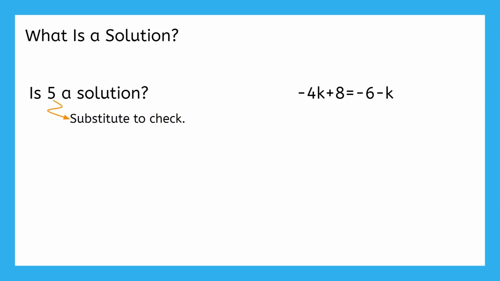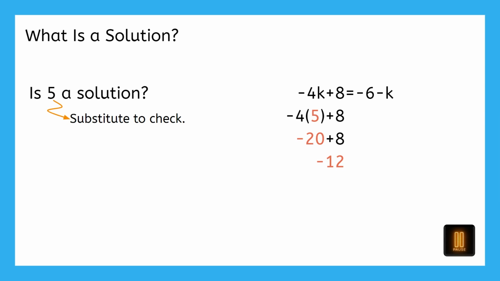Let's start on the left side. I'm going to substitute 5 for k. So I wind up with negative 4 times 5 plus 8. I need to make sure that I use my order of operations to simplify. So I'll start with negative 4 times 5, which makes negative 20. And I'll add 8 to that to get a final value of negative 12 on the left side of this equation. Now let's check the right side to see if it's equal or not.